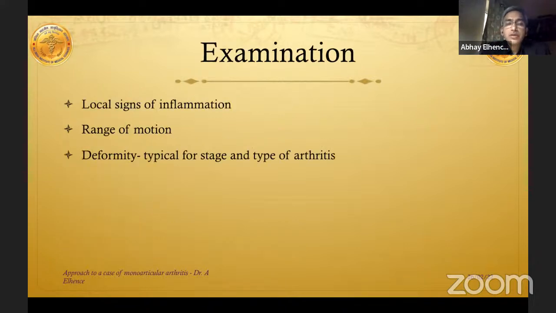Examination is important because we have to look at and define the local signs of inflammation. We have to look at and define what is the level of involvement of the joint in terms of range of motion. And we have to look at and understand whether there is structural damage occurring to the joint, which can be deformity, either articular or periarticular deformity in different kinds of presentations, which will give us an idea about the extent of involvement of the disease.